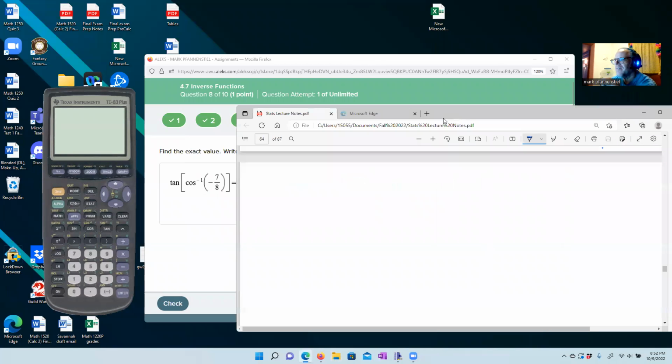All right, so we have the tangent of the inverse cosine of negative 7/8. So we have the tangent of negative, no, not the inverse tangent. We have the tangent of the inverse cosine of negative 7/8. Let's put some parentheses in here so we can see what we're doing.